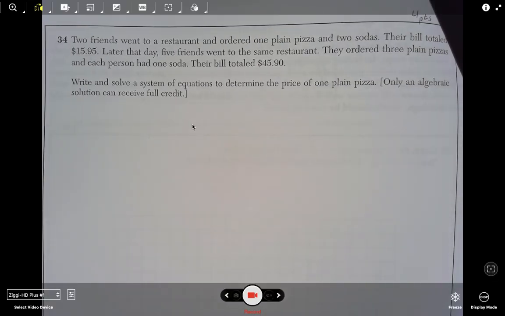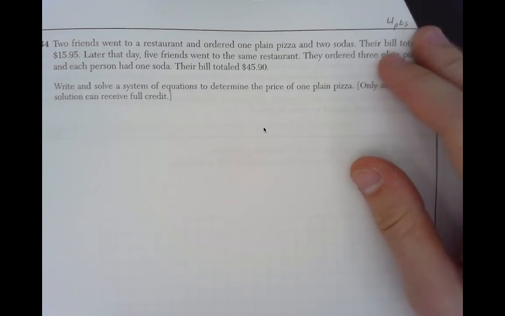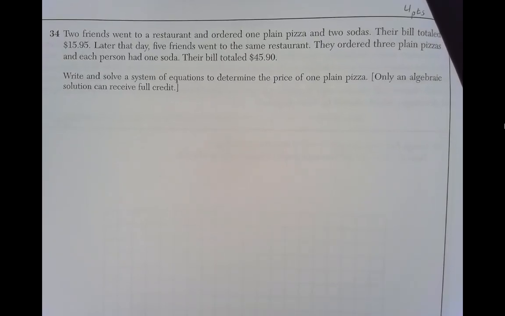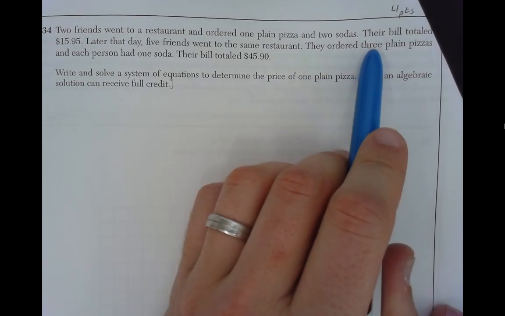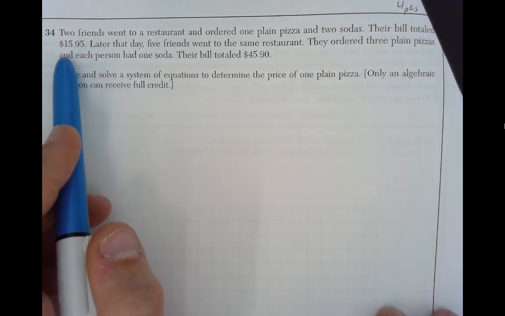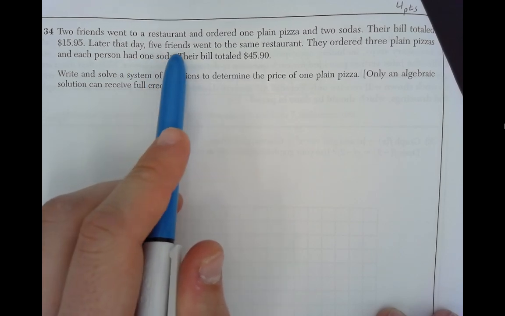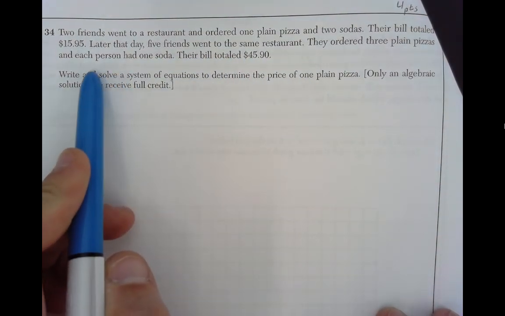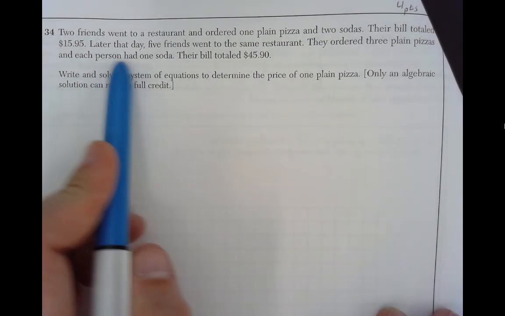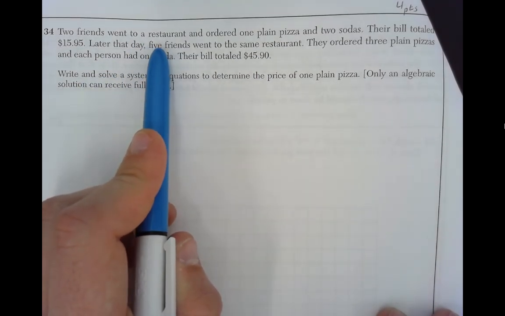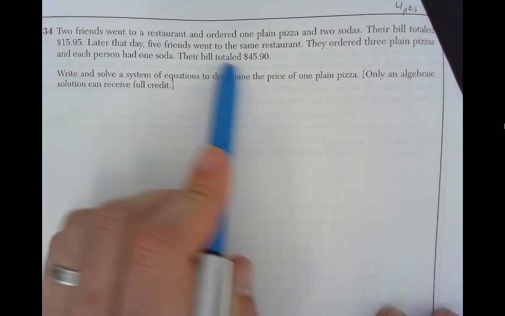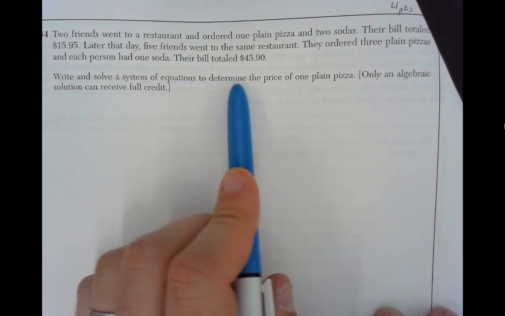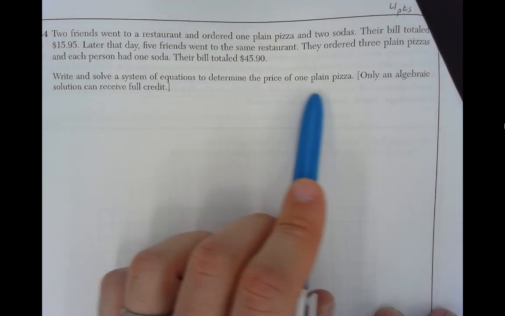Alrighty. Question number 34. Two friends went to a restaurant and ordered 1 plain pizza and 2 sodas. Their bill totaled $15.95. Later that day, 5 friends went to the same restaurant and they ordered 3 plain pizzas and each person had 1 soda. If each person had 1 soda, that means they got 5 sodas because there's 5 of them. Their bill totaled $45.90. Write and solve a system of equations to determine the price of 1 plain pizza.